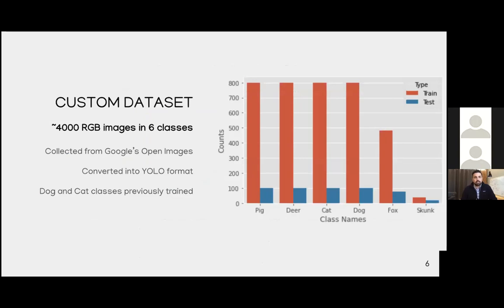For the data set, I collected around 4,000 images in 6 animal classes from Google's open image data set. The skunk class, as you can see on the far right, was imbalanced just due to the lack of annotated images in Google's data set. And we'll see the consequences of that in the results slide. Cat and dog were the only classes that were previously trained on the original model. The other 4 are unseen.